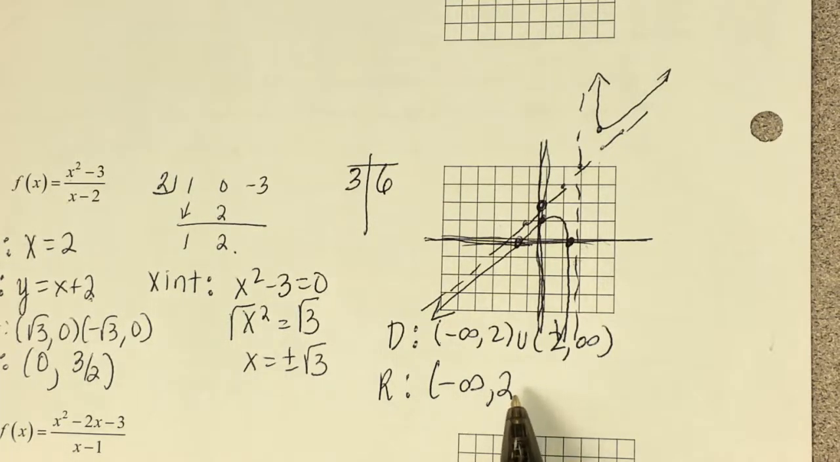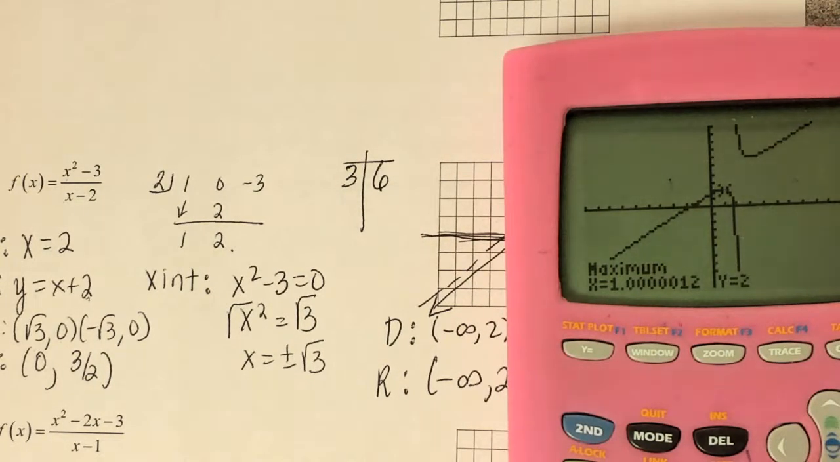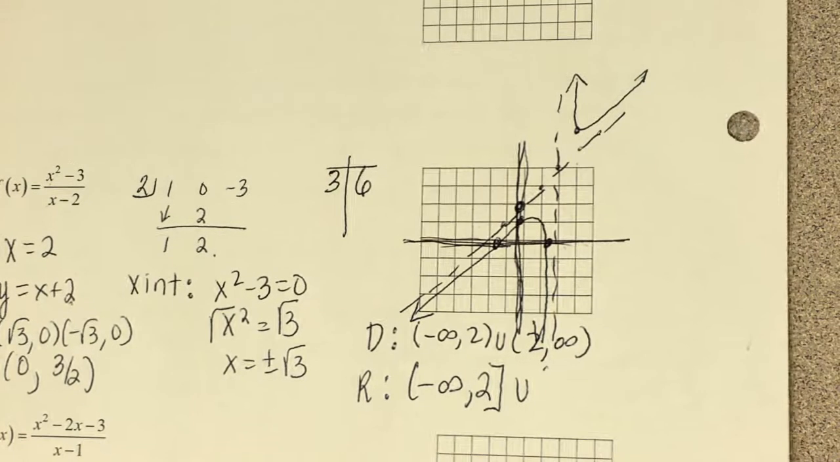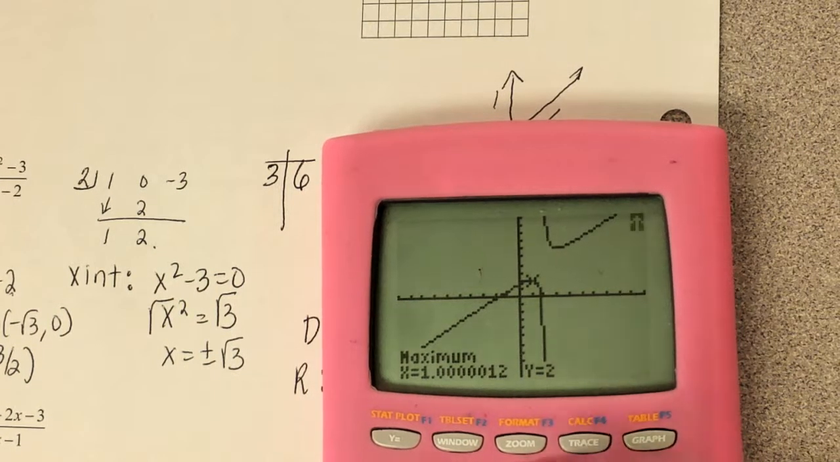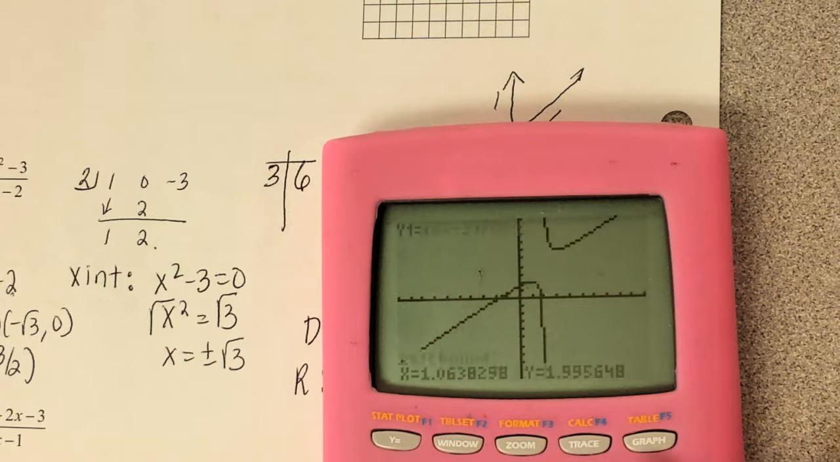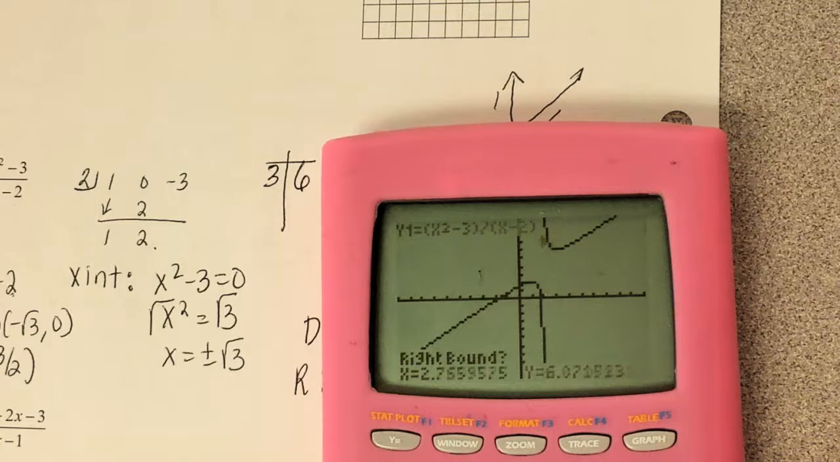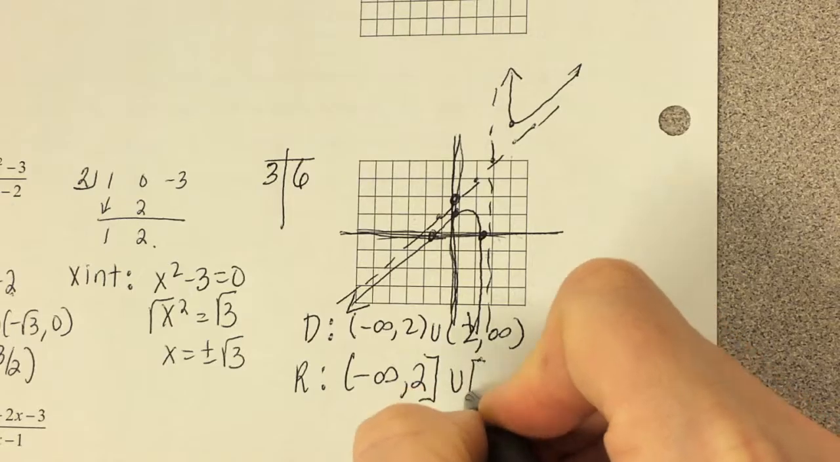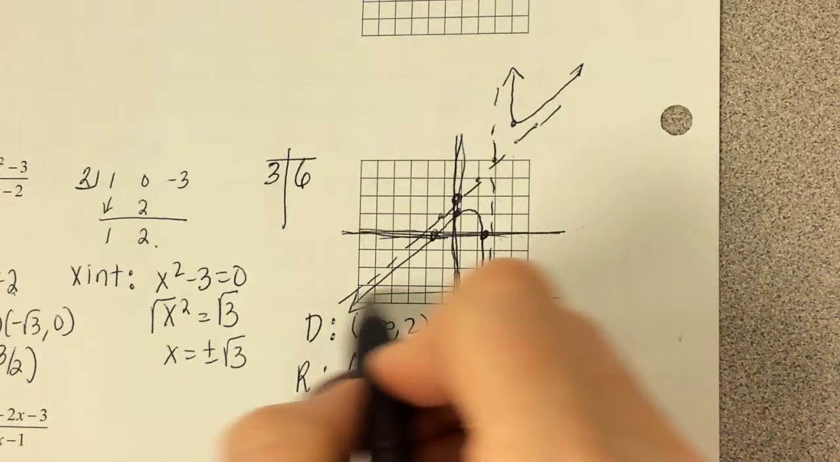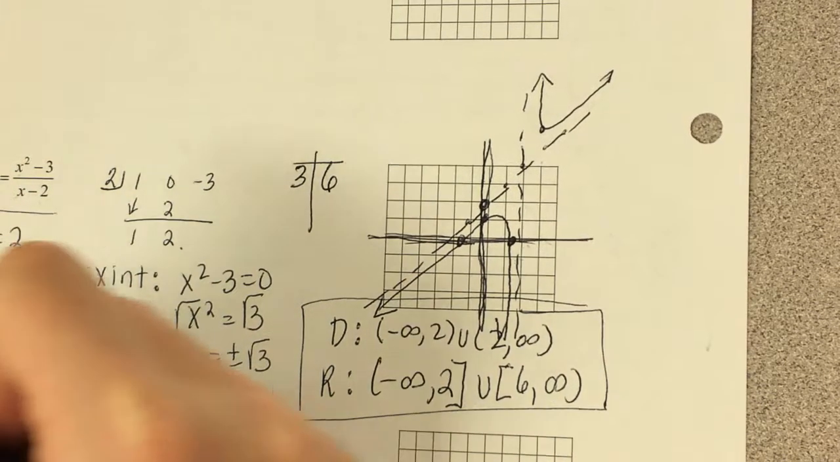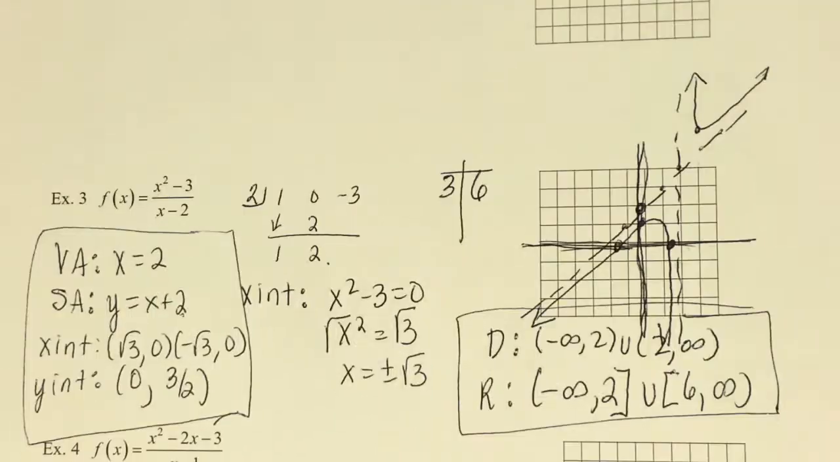Now, should I use a bracket or a parenthesis there? Is 2 included? It is, isn't it? So I should actually use a bracket on that. And now I need to know where it is going to pick back up. So I'm going to do second, calculate, minimum. Oops, there it is. I had to be on the left side of the minimum, then on the right side of the minimum. One more time, 6. So there's our domain and range. Those are the 6 things we have to find: the asymptotes and the intercepts and the domain and range.